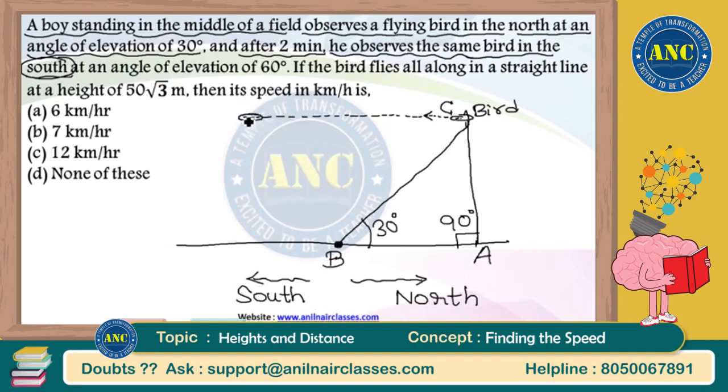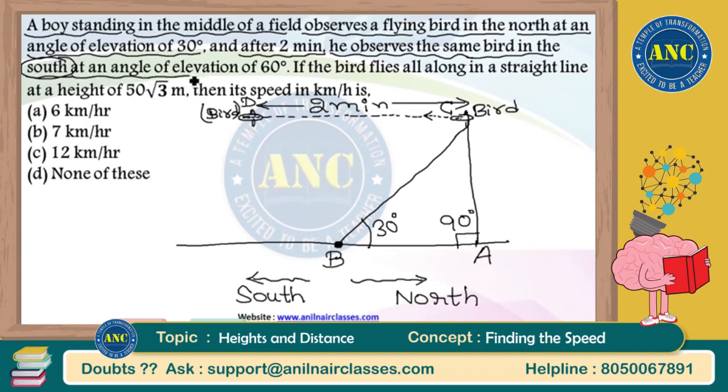That means the bird is like this at this point, right? Let me call this point as some point D. Now the position of the bird in the south is at this point D, and after 2 minutes, initially he saw the bird at point C. That means the time taken by the bird to travel from C to D is nothing but 2 minutes.